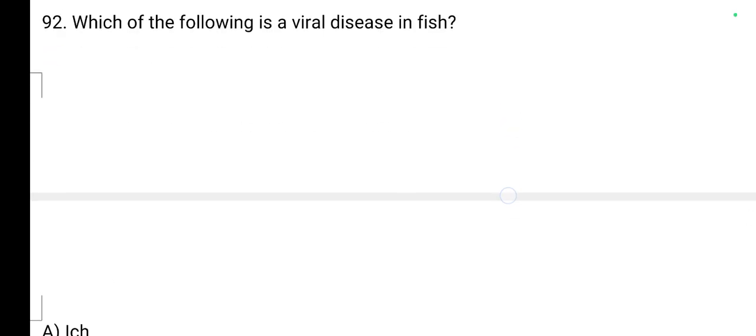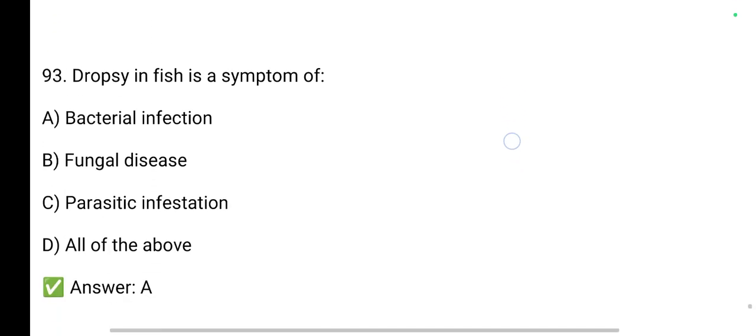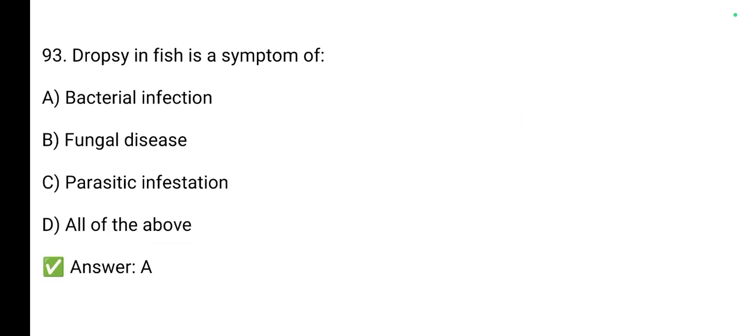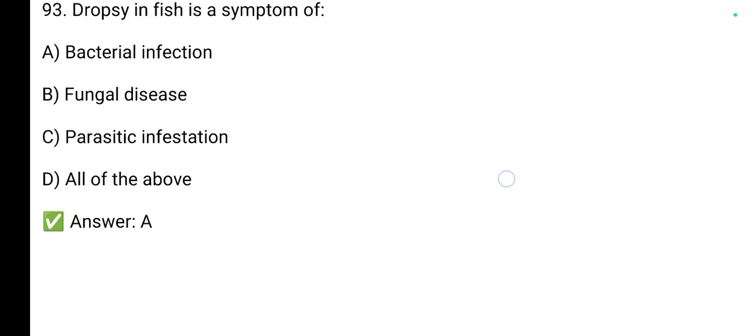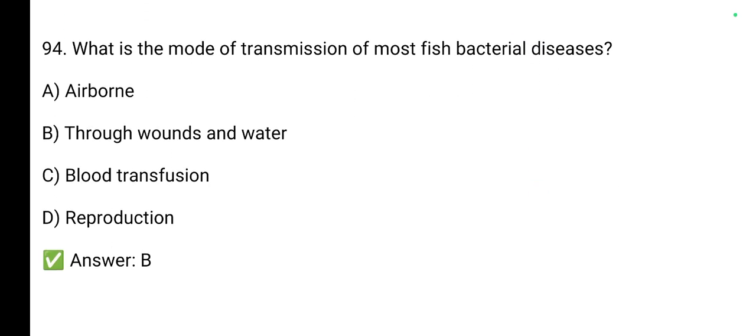Which of the following is a viral disease in fish? So it is option B, lymphocystis. Dropsy in fish is a symptom of bacterial infection. What is the mode of transmission of most fish bacterial disease? So it is B, through wounds and water.